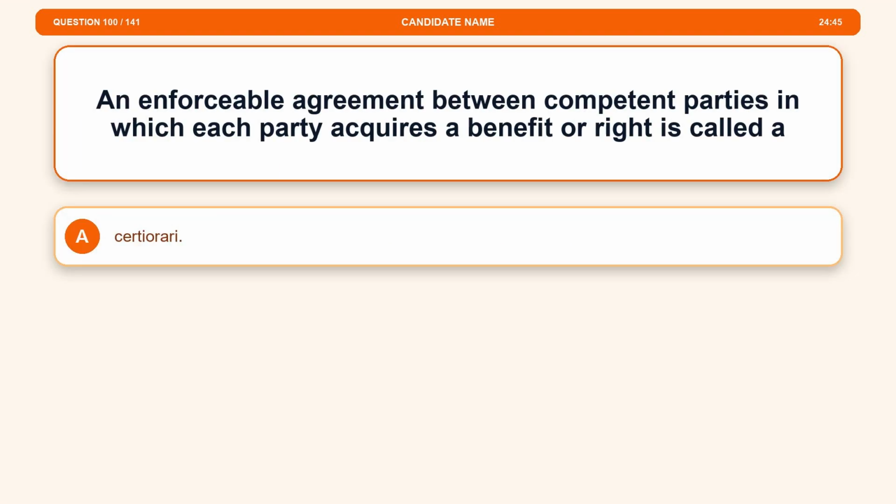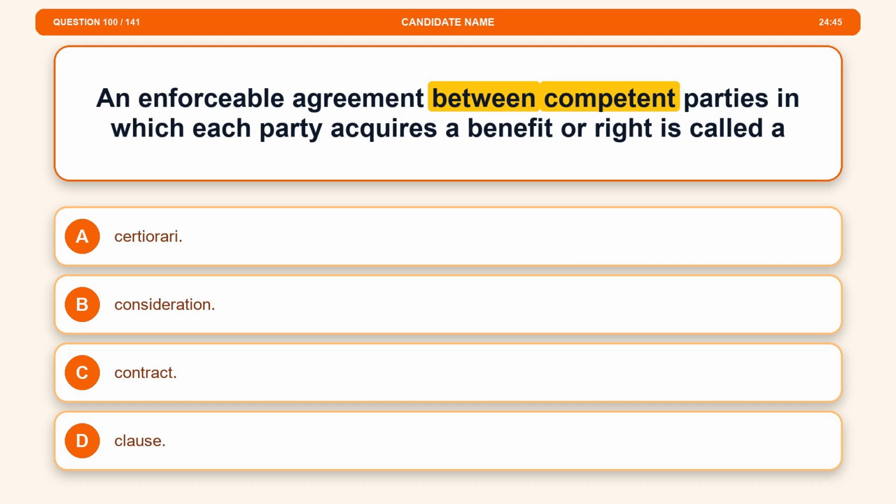to contract. Question 100. An enforceable agreement between competent parties in which each party acquires a benefit or right is called A. Option A, certiorari. Option B, consideration. Option C, contract. Option D, clause.